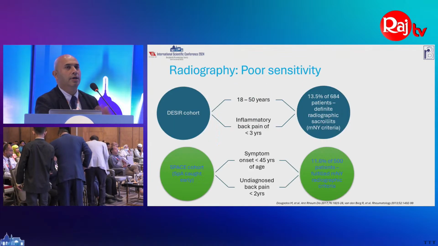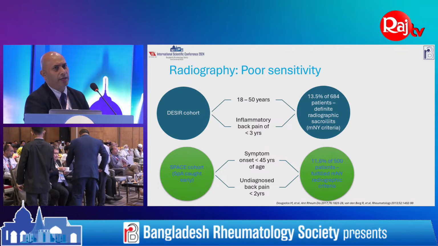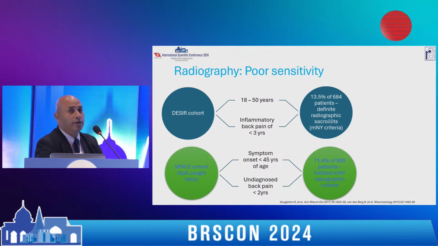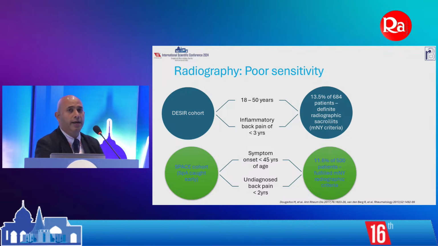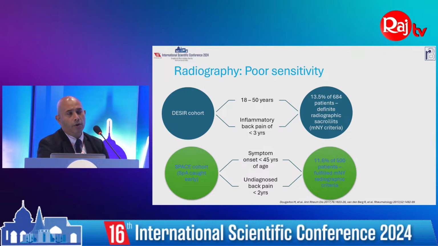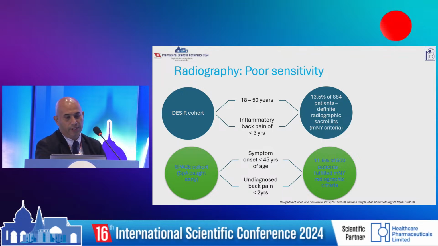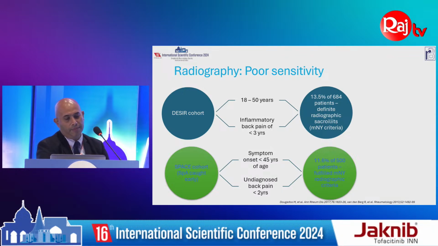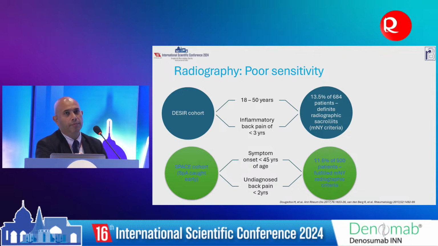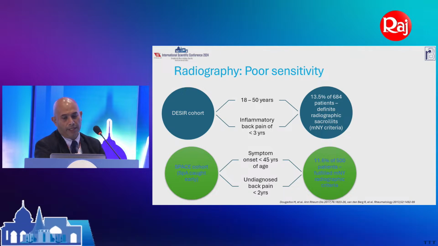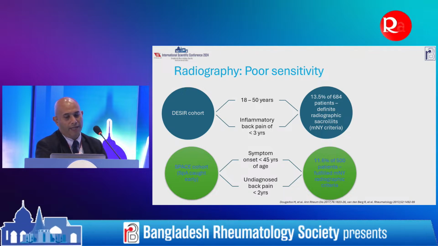And then we have these problems with sensitivity. Now these are data from the DESIR cohort and the SPACE cohort. DESIR had patients from 18 to 50 who had inflammatory back pain of less than 3 years of disease. And SPACE had early onset SpA, in which symptom onset should have been less than 45 years of age, and undiagnosed back pain, regardless of inflammation, of less than 2 years.